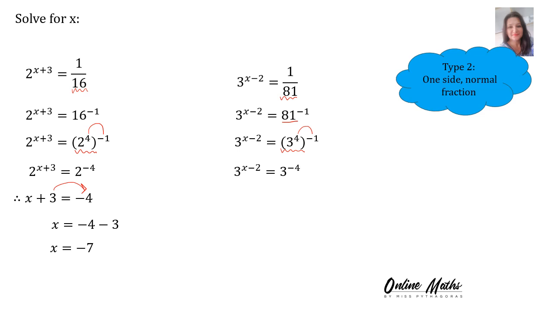And then bases are the same, therefore equate exponents. So I end with x minus 2 is equal to negative 4, and then solve x. So the negative 2 will go across and becomes plus 2, and then x is equal to negative 4 plus 2, x is negative 2.